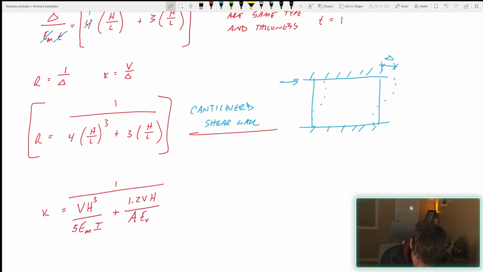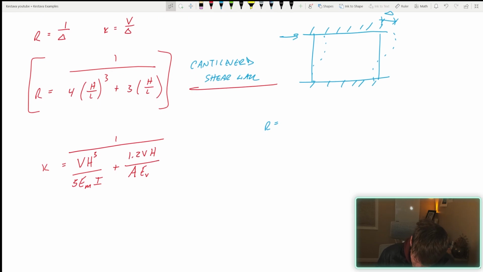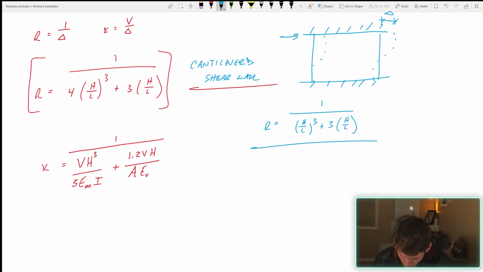And so for a fixed condition, R, make sure I'm not in the way, it's going to be equal to 1 times H over L. So a pretty easy walkthrough to compare the differences. And next time we'll use both equations to solve our displacement of our shear wall with a hole in it.